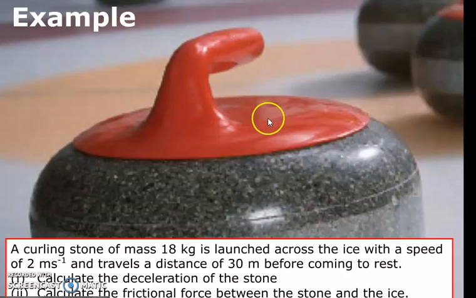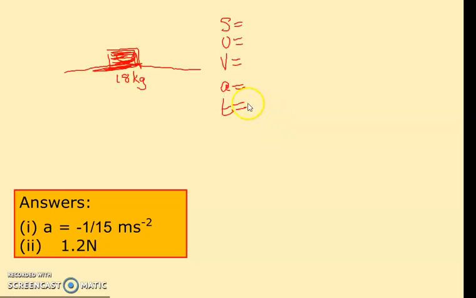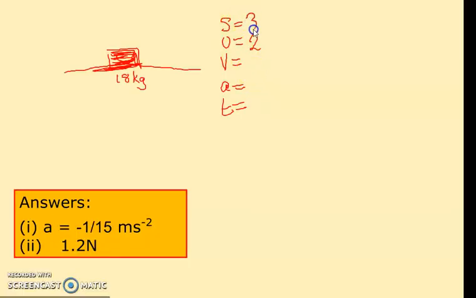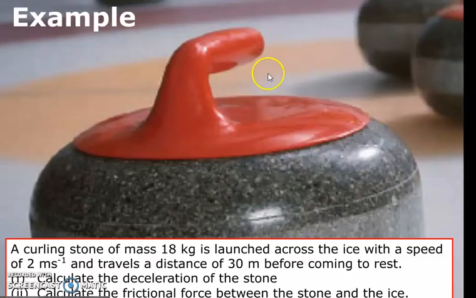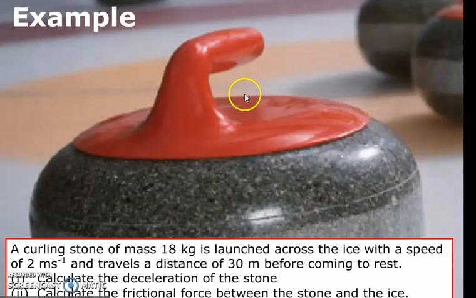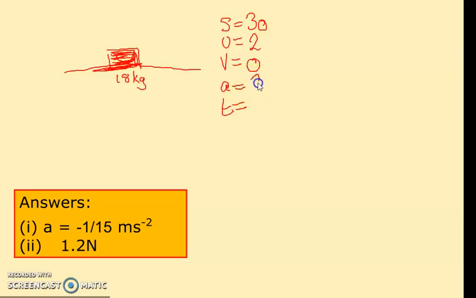Now it's launched across the ice with a speed of 2. Alright, so it said when it's let go, when they stop pushing it, it's got a speed of 2 and travels a distance of 30 meters before coming to rest. So all of this starts to make sense, and I presumably want the acceleration. Calculate deceleration of the stone. Yes, of course I did. I remember now. So this time I haven't got the T, so a different equation.